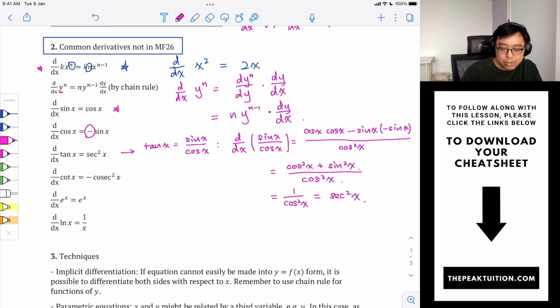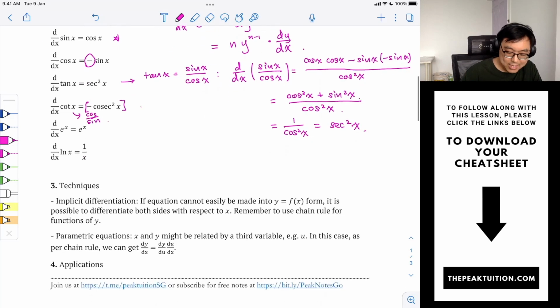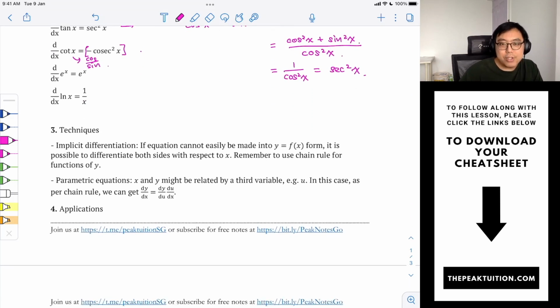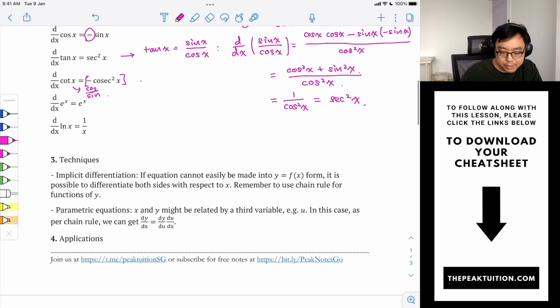Okay? So cotangent is equal to cosine over sine. You can try to obtain this derivative on your own to practice your algebraic manipulation. Okay, moving on. The derivative of the exponential is just the exponential. If there are any functions inside, the numbers will come out.